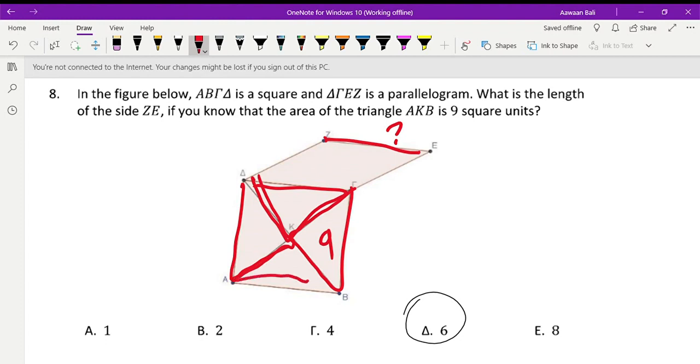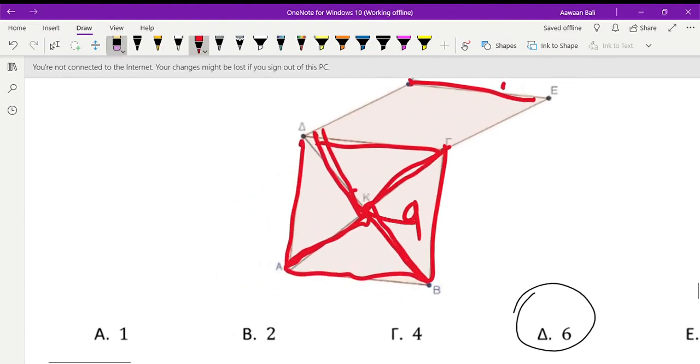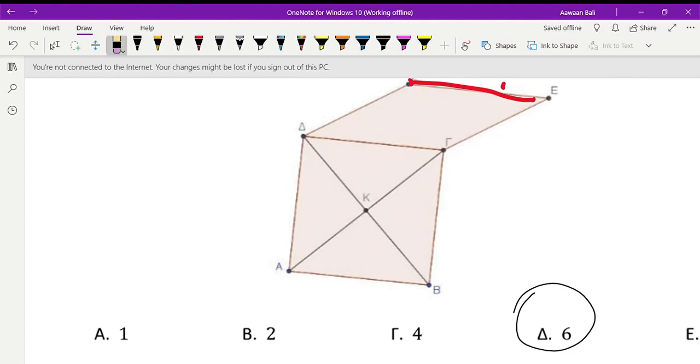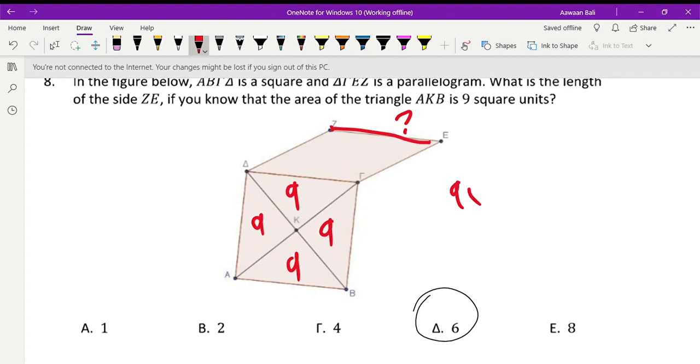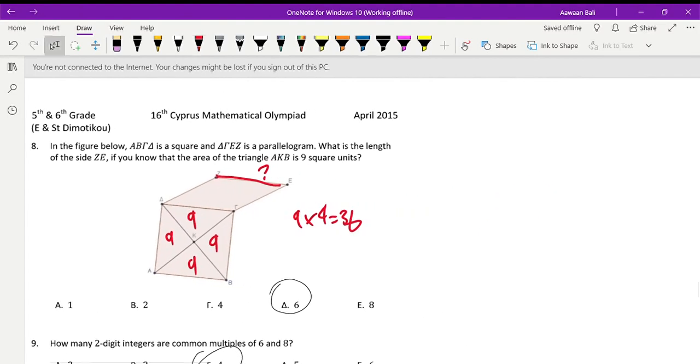things together. In this case, we actually have to piece things together, since you realize that this is 9, the area of this is 9, and there are 3 other identical triangles like that. So that's 9, that's 9, that's 9. They're all 9. So 9 times 4 is 36. Therefore, the area of the square is 36.